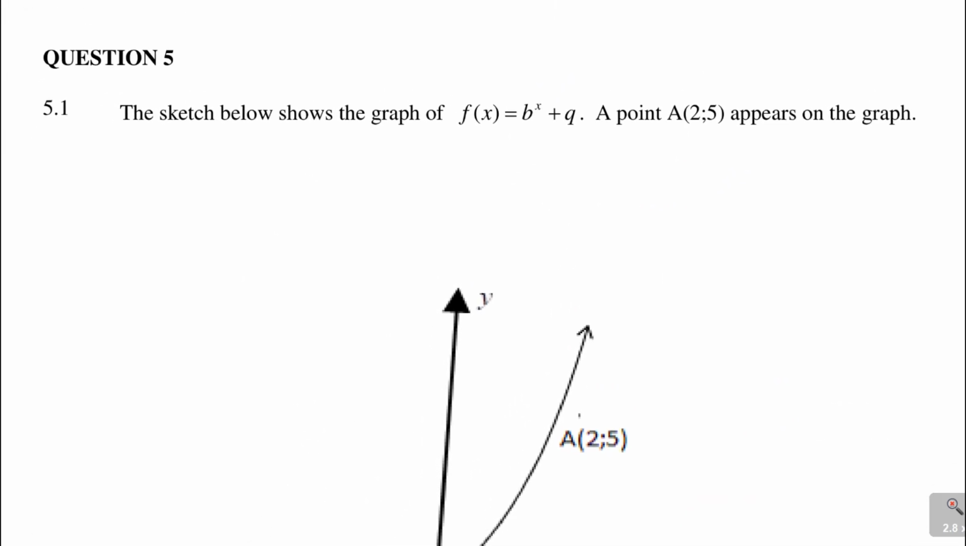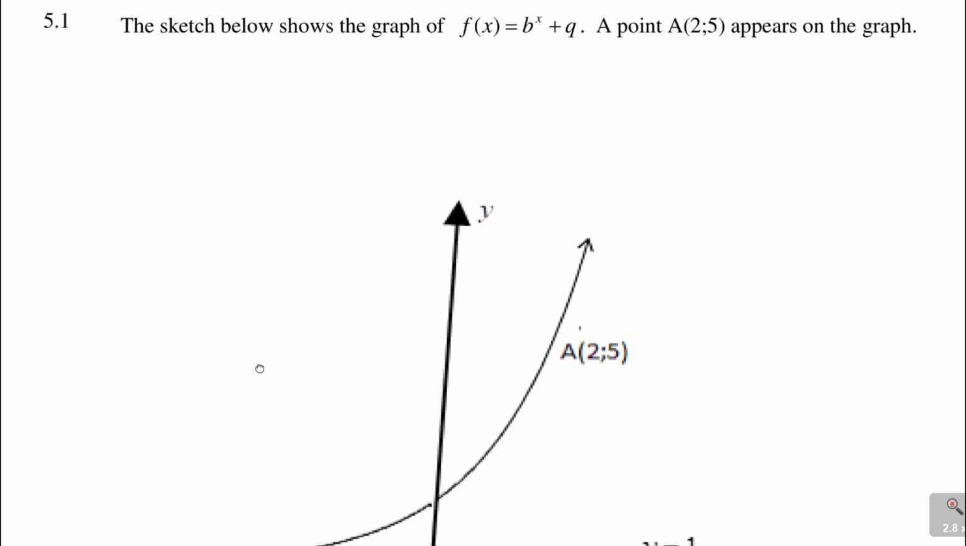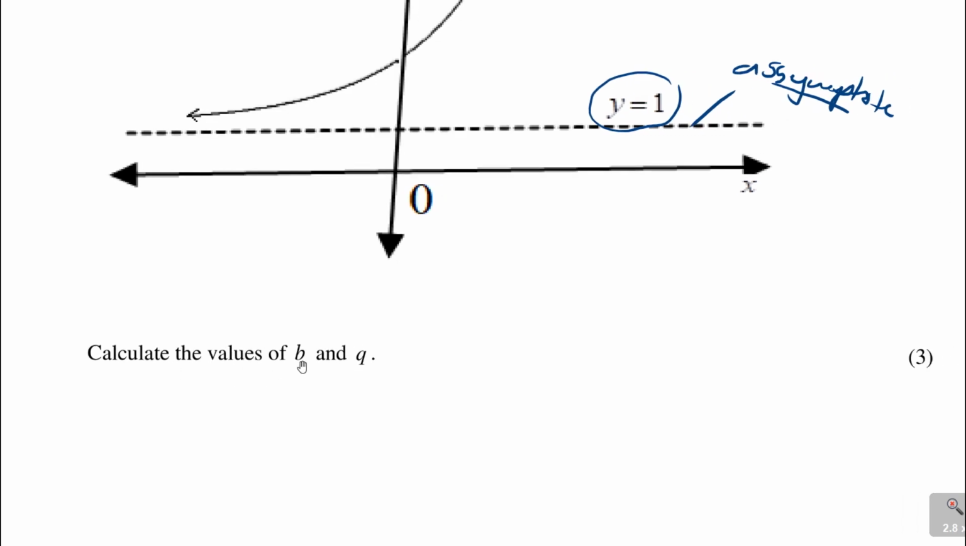It says 5.1. It says the sketch below shows the graph of f of x is equal to b to the exponent x plus q, and a point A (2, 5) appears on the graph. So this is the graph that we are given. It's an exponential graph, you see, and you need to know how to interpret that graph. We call this the line of asymptote. It's an asymptote. And the equation of that asymptote they gave us, y is equal to 1. Now the question, what does it say? Calculate the values of B and Q, 3 marks.